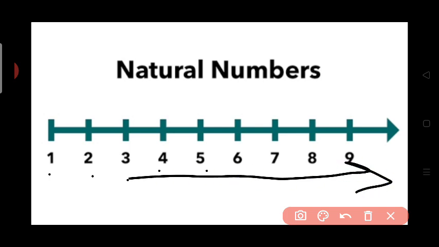If we see this number line, on the left side the smallest natural number is present, and on the right side the numbers are increasing. It goes up to infinity. So 1 is the smallest natural number.